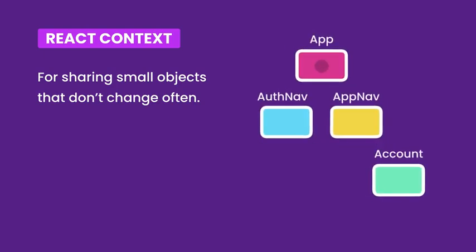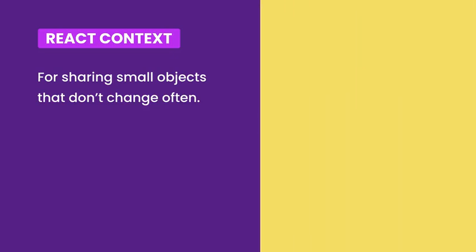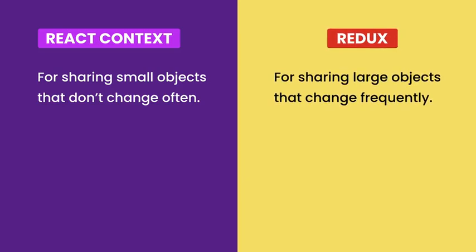If you share a large object with React Context, any changes to this object will cause your entire component tree to re-render. So even if a component is not interested in the changed properties, it will get re-rendered. For sharing large objects that change frequently, you should use Redux. With Redux, components can subscribe to the Redux store, and they will get re-rendered only when the data relevant to them get changed, okay? So next, we're going to implement the navigation aspect of the authentication flow.